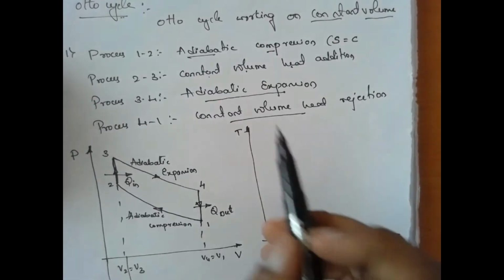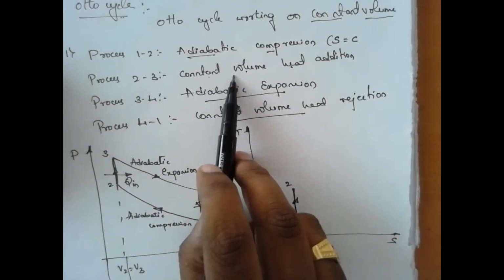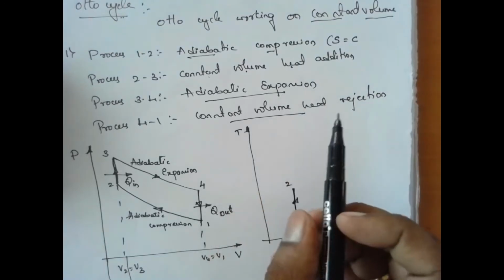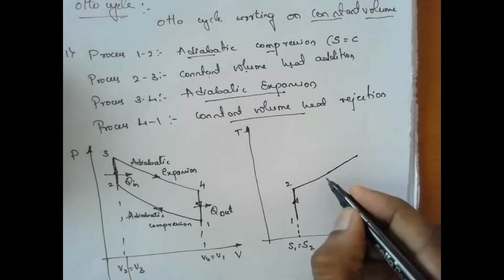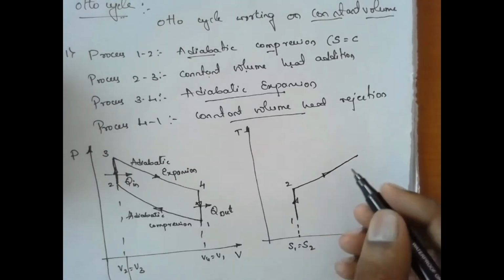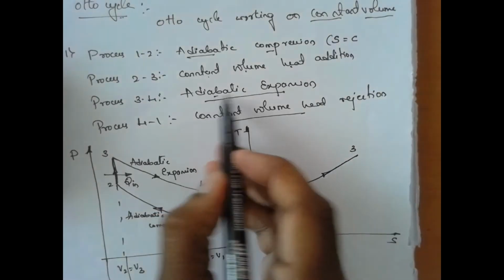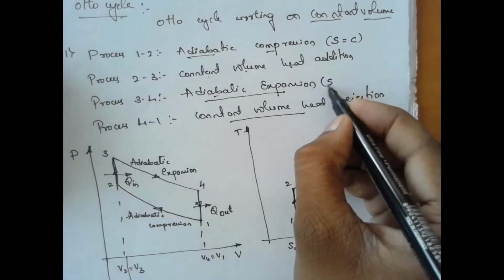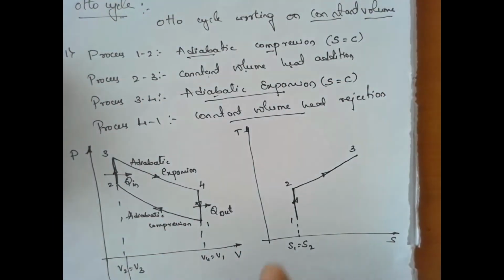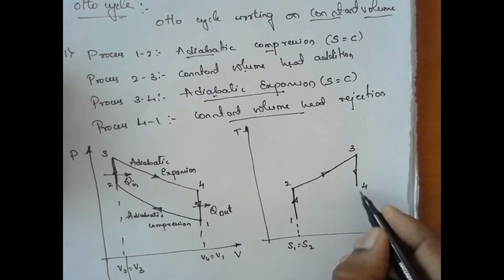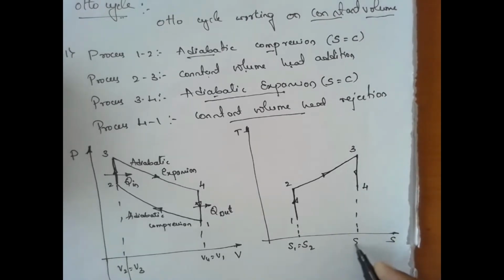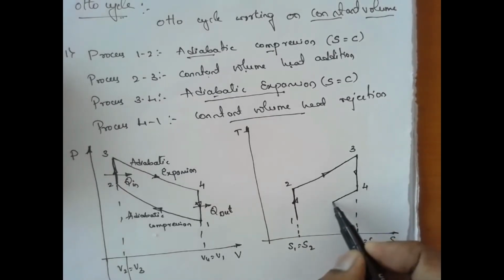The next one is the constant volume heat addition process. Constant volume heat addition means the temperature gradually increases, because heat addition is taking place. So this is point 3. Next, adiabatic expansion. Here also entropy is constant because it is isentropic. I'll take point 4, so here S3 is equal to S4. Next is heat rejection. Heat rejection means heat is going out, so the temperature is reducing.